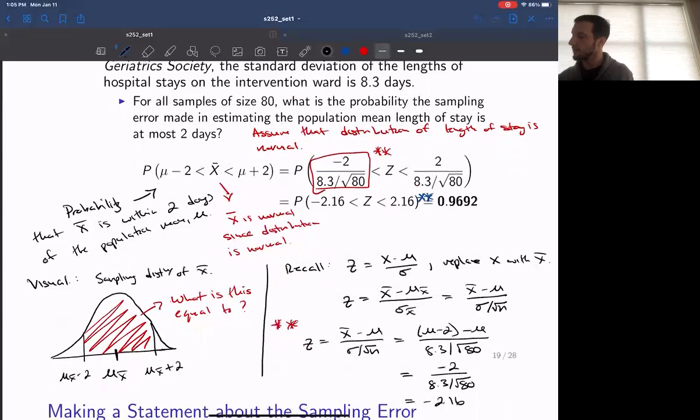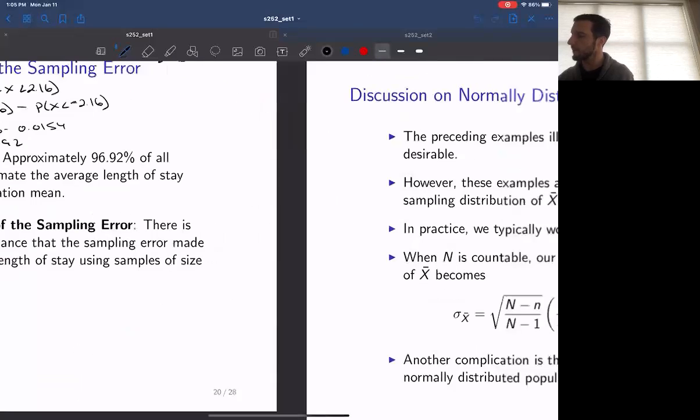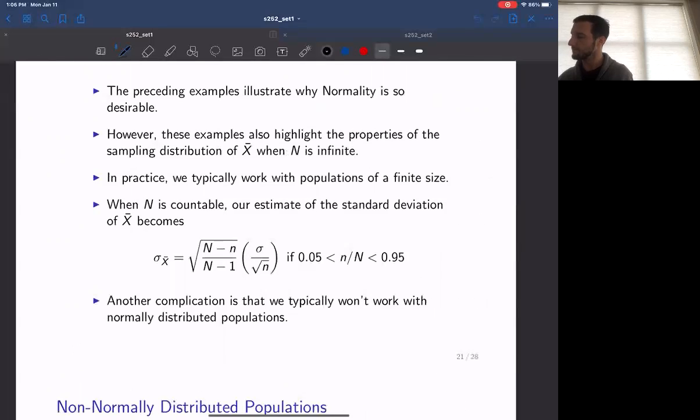All right, now the last part of this lecture set deals with the central limit theorem.